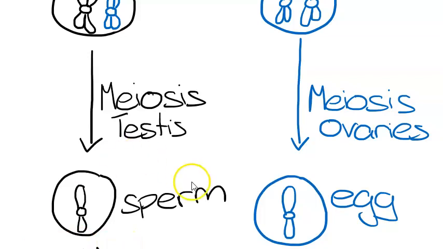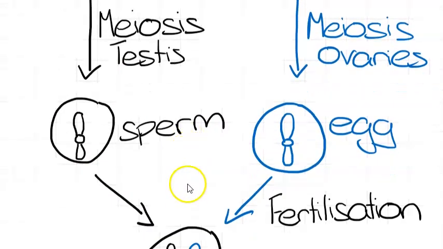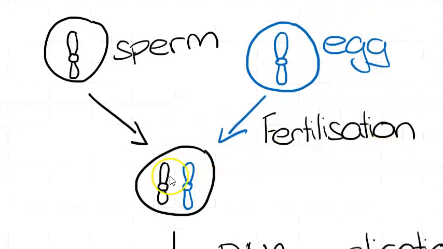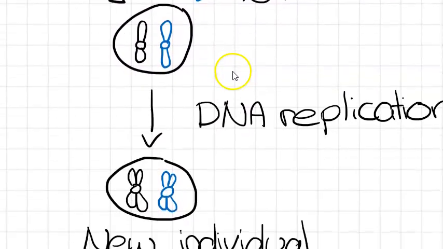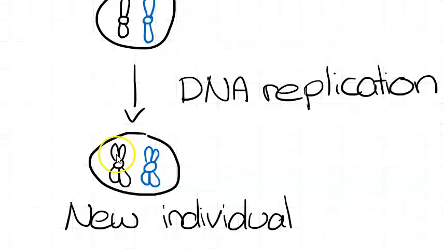When these two sex cells combine in a fertilization event, we will end up with the chromosomes combining into one cell, and we'll have the combination of those two chromosomes. So we have the allele for brown eyes and the allele for blue eyes in this case, and then the cell can undergo DNA replication, and we end up with our new individual that has two chromosomes, one with the brown eyes allele and one with the blue eyes allele.